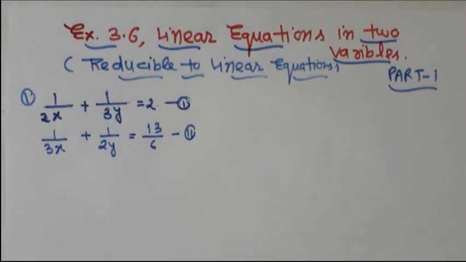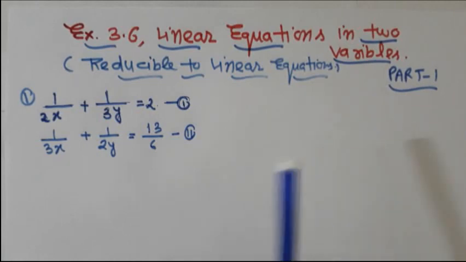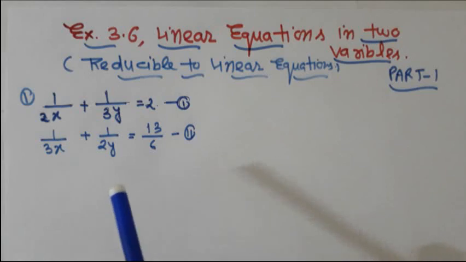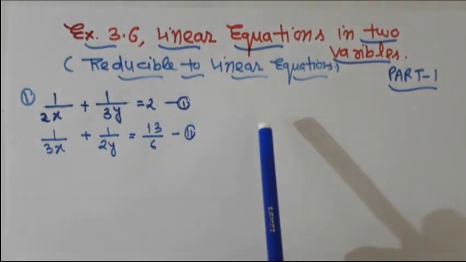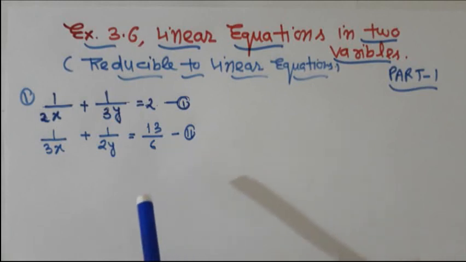Today in this video you will see solutions of some very important questions of exercise 3.6, linear equations in two variables. This is a very important exercise because most of its questions are based on equations reducible to linear equations. Whatever equations are given in this exercise are not actually linear in the given form, but with the help of some calculations and tricks, we can reduce them to linear equations in two variables.